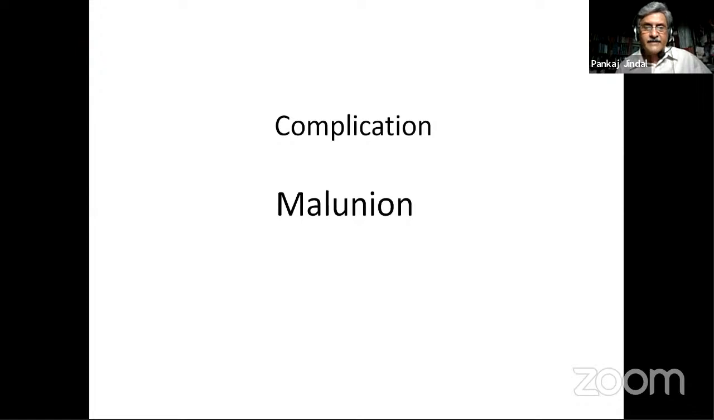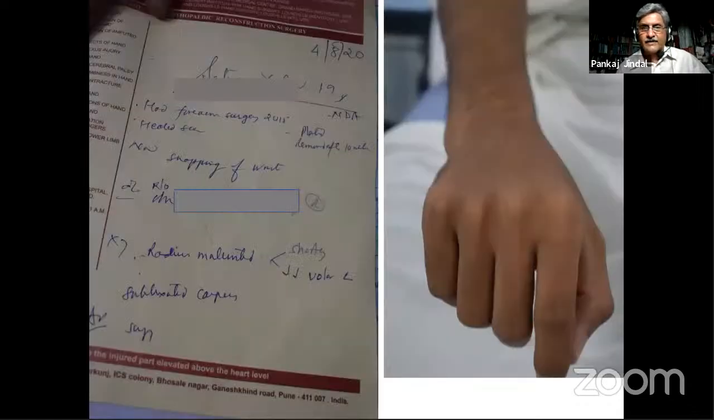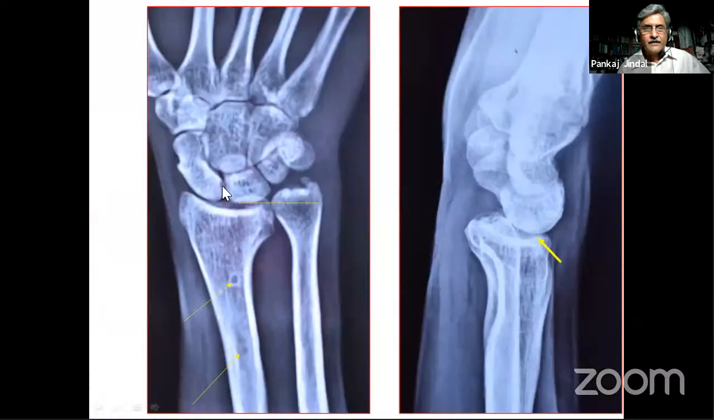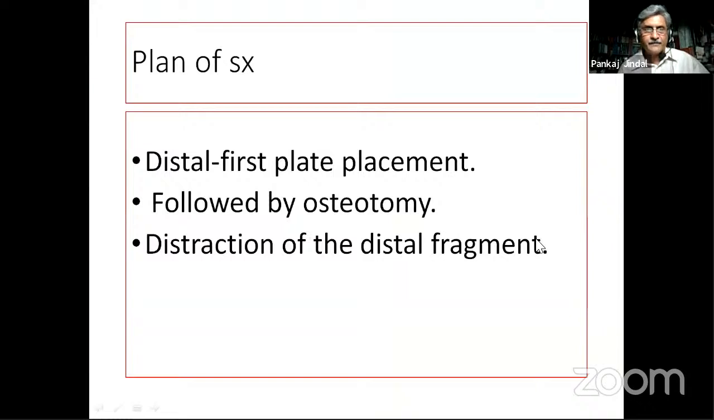The third complication that you can see is a malunion here. This was a gentleman who had a plating earlier, but it went on to a shortening of the radius, and now he presents with snapping of the wrist. Though the shortening is not significant, the plate has been removed, but the snapping of the wrist persists here. And what you see here, the lunate is sitting on the dorsal edge of the radius here. So we decided to do an osteotomy.